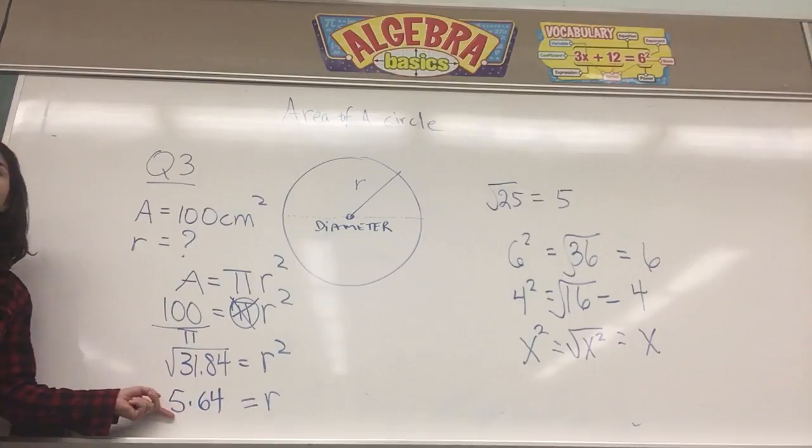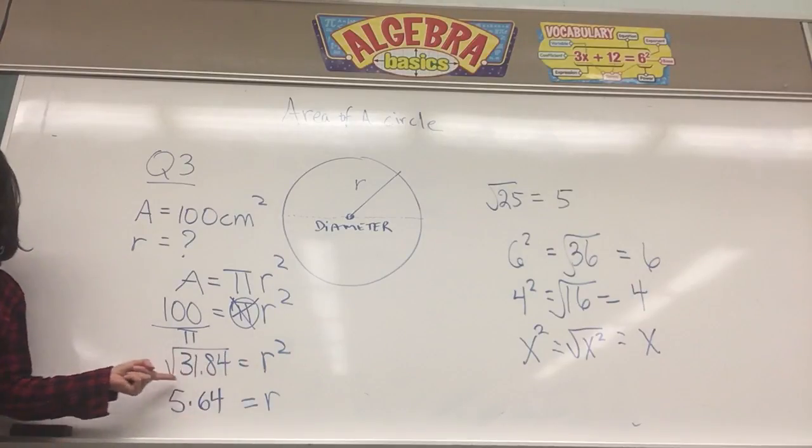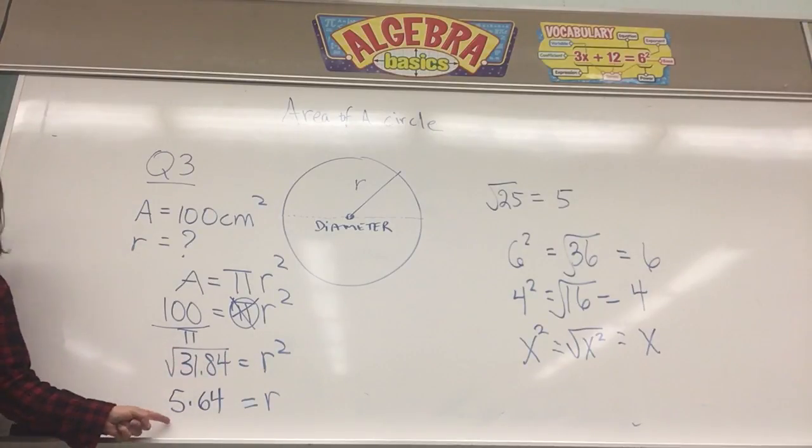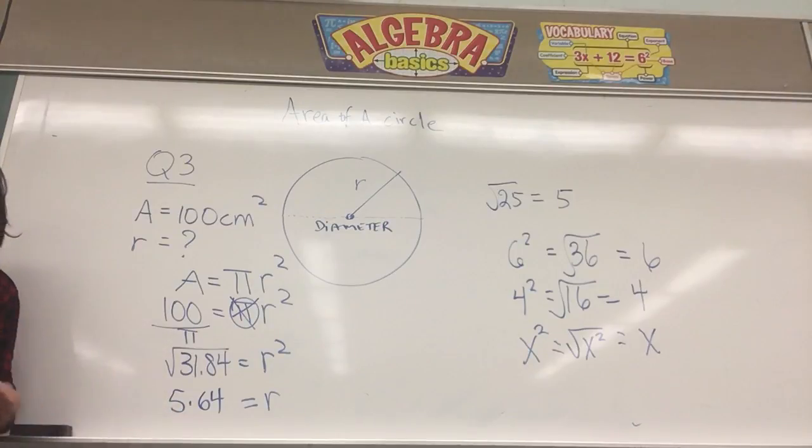Now, how do I know I'm right? Well, 6 times 6 is 36, so I'm pretty close. 5 times 5 is 25. So it has to be more than 5 times 5, and it has to be less than 6 times 6. So 5.64 makes sense. Uh-oh, I have some lost faces.